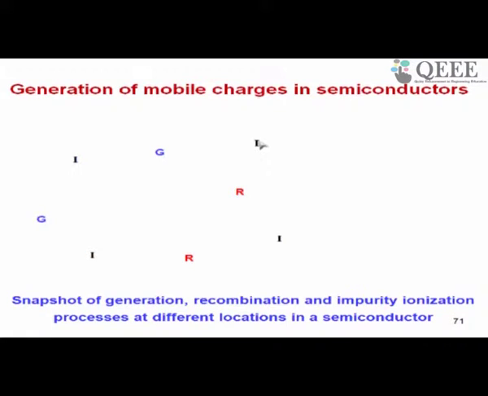So now I have removed the silicon bonds to make it a clear figure. You can see at different locations how the carriers are being created by the process of generation. So G shows generation, R recombination, and I shows impurity ionization. This is what is happening in a crystal. At different points, these phenomena are taking place.